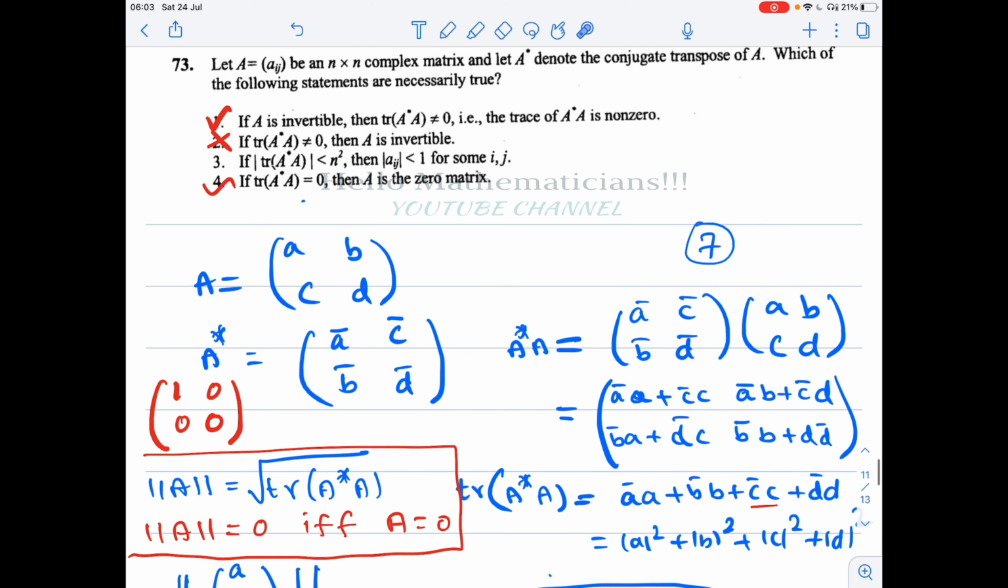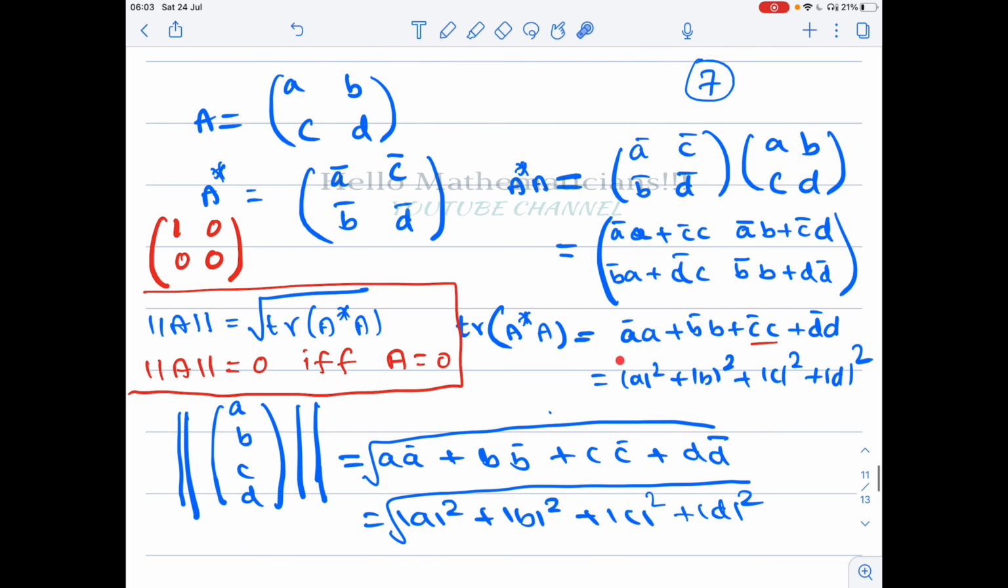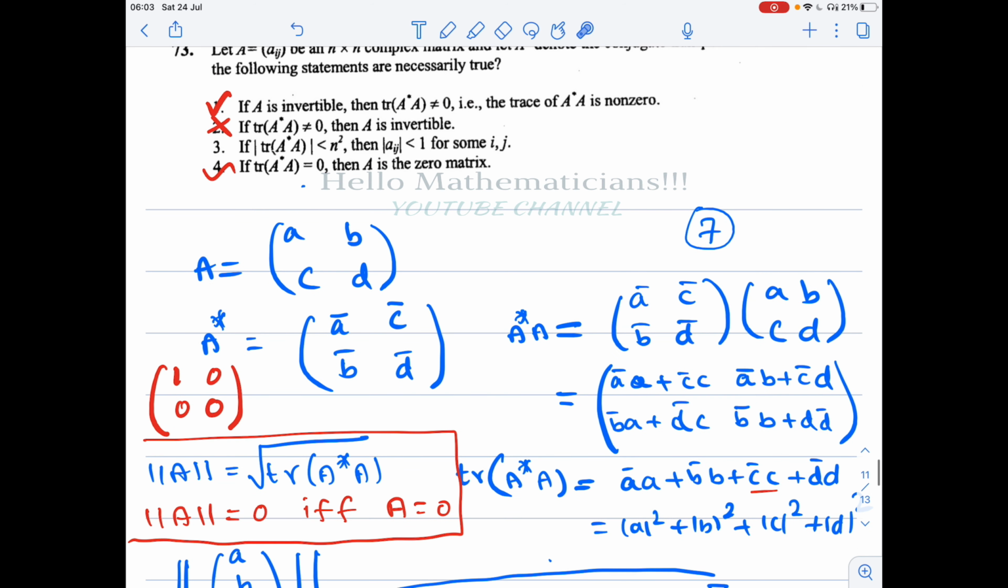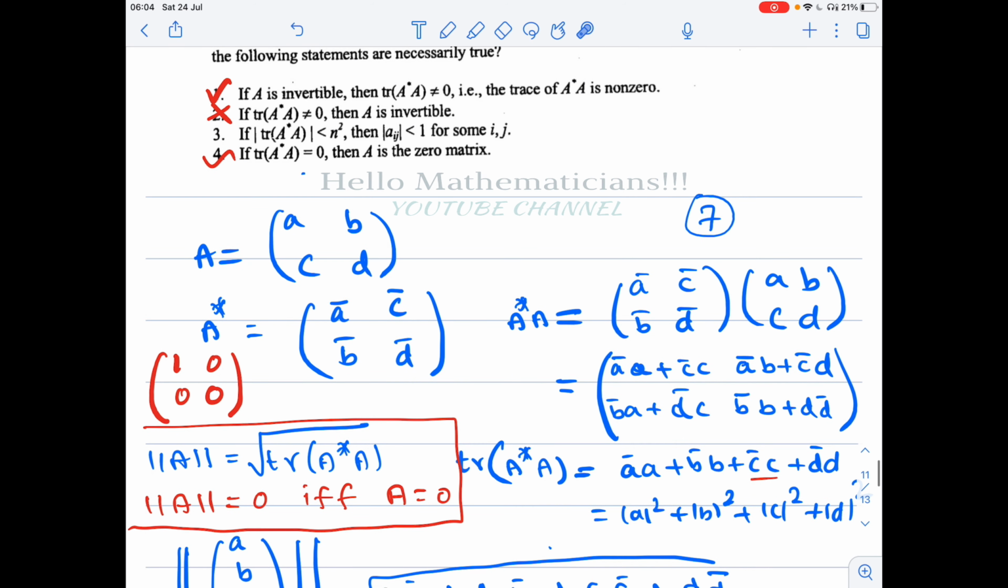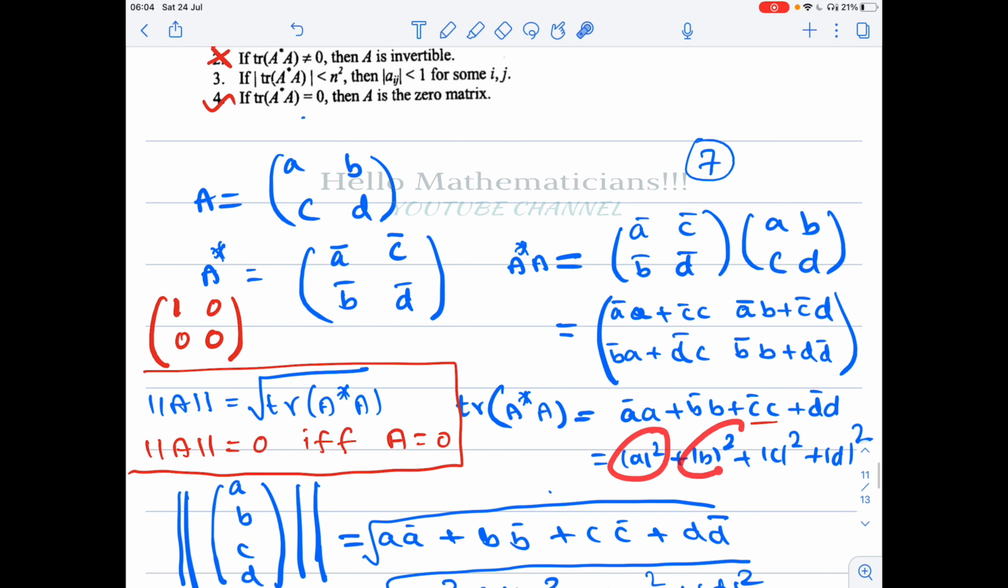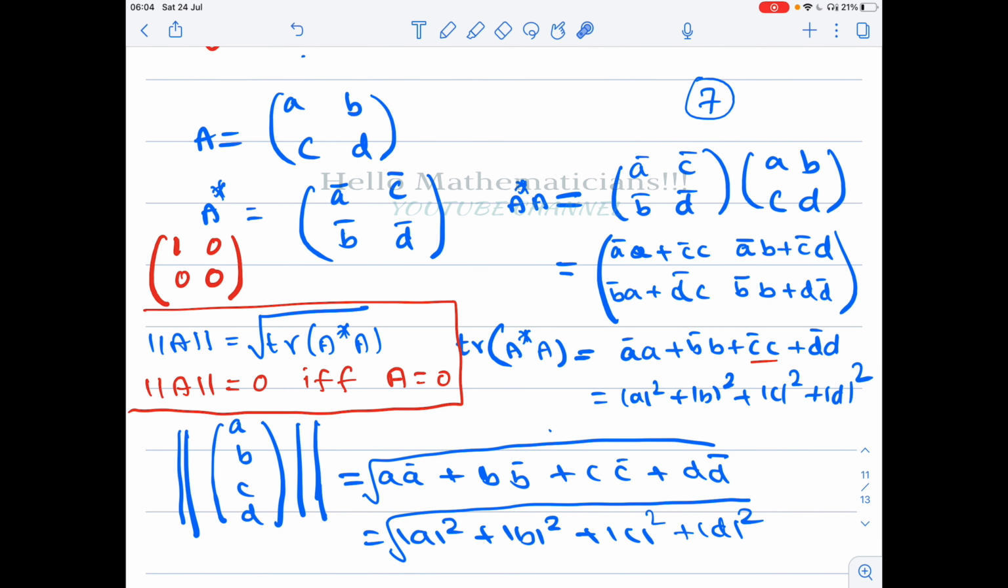Now, in the third option, they are saying that if modulus of trace of A star A is less than n square, then mod Aij is less than 1 for some i, j. Now we are doing a 4 by 4 matrix, sorry, 2 by 2 matrix. That means this quantity is 4. Suppose this quantity is less than 4; we want at least one of A, B, C, or D to have modulus less than 1. If each of them has modulus greater than or equal to 1, then definitely their sum will also be greater than or equal to 4. You are summing four numbers, each greater than or equal to 1, so the sum will be greater than or equal to 4. But it is given that it is less than 4. Therefore, not all of them can be greater than or equal to 1. Therefore, at least one of them should be less than 1.